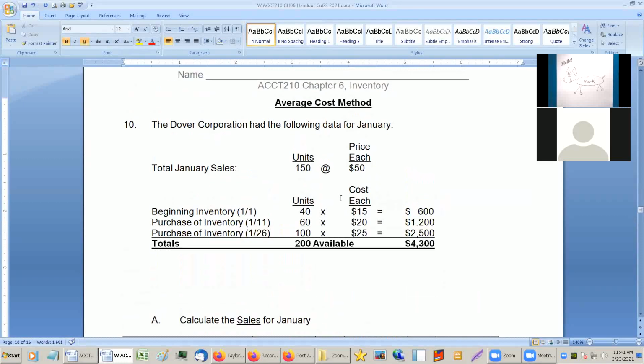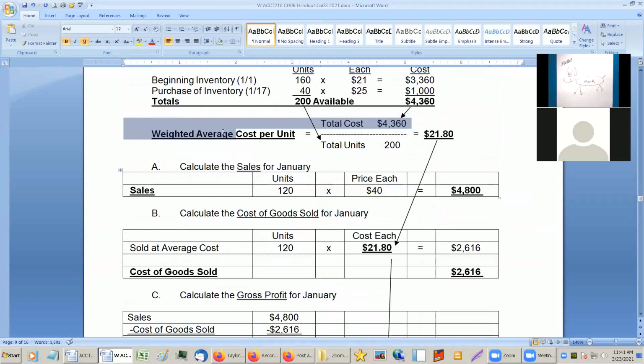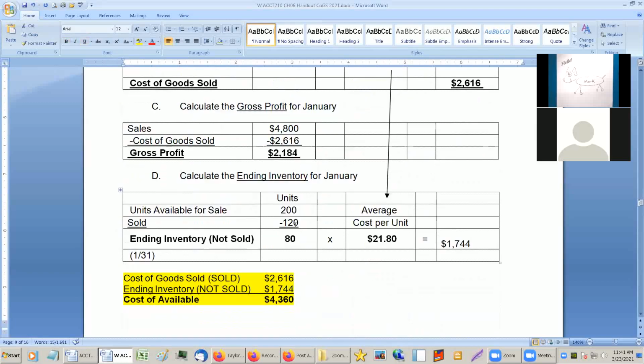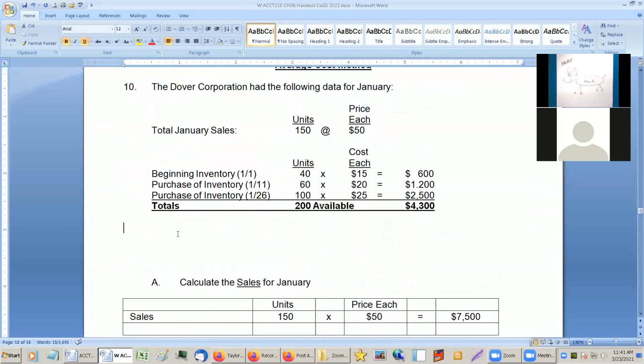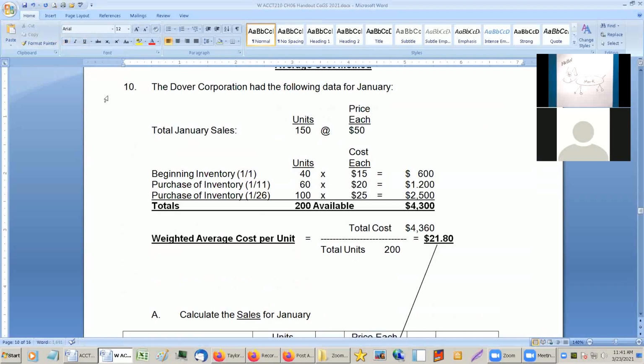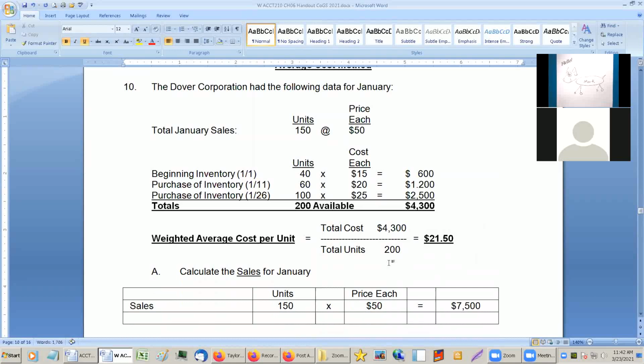All right, so we've already got this, so I'm gonna copy this. Okay, so these are pretty close to the same thing. I'll have to change this so they're not the same. Between that one and this one, the average cost was 60 bucks. Okay, so 21.50 will be our cost per unit.